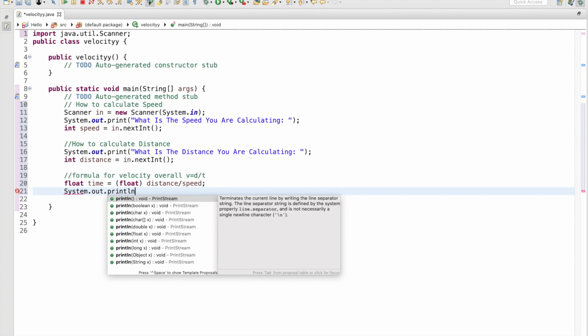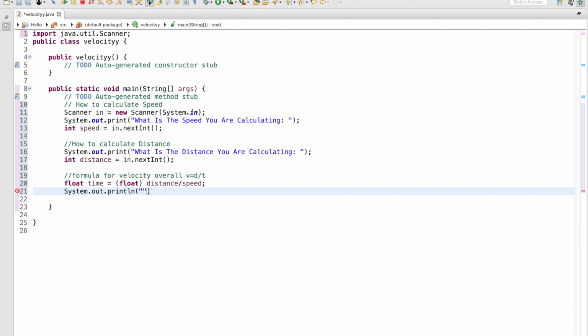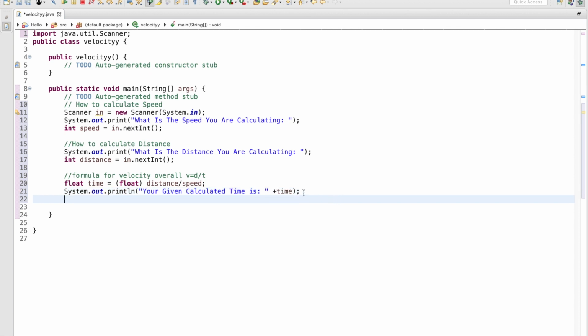Then write System.out.println. It's very crucial that when you write the ln, it's going to make a new line at the end. Your given calculated time is colon, and then capitalize the C and the G. And now we have to write here plus the actual time it's calculating, and then semicolon. What is the issue? Oh, plus sign. Where'd it go? Okay, there you go. So there we go. And now when we run, it should ask us.